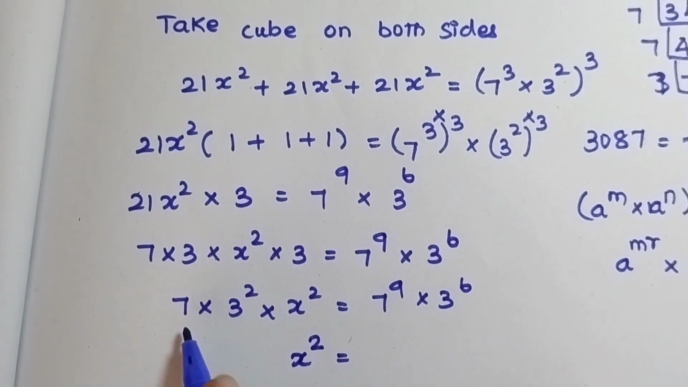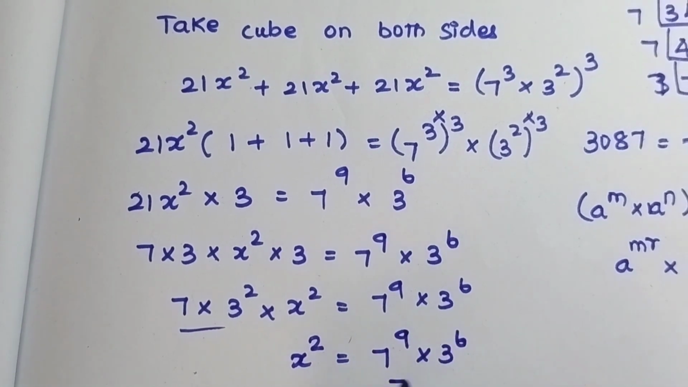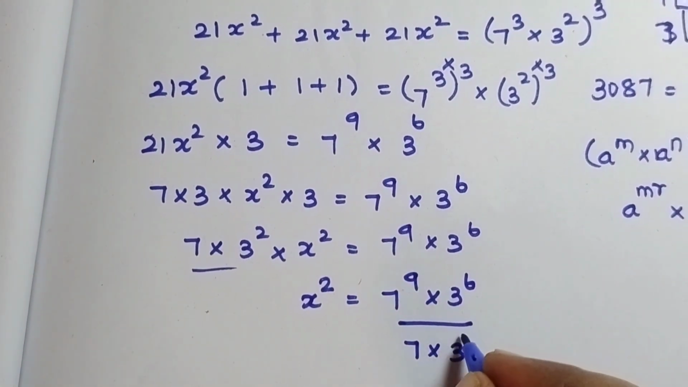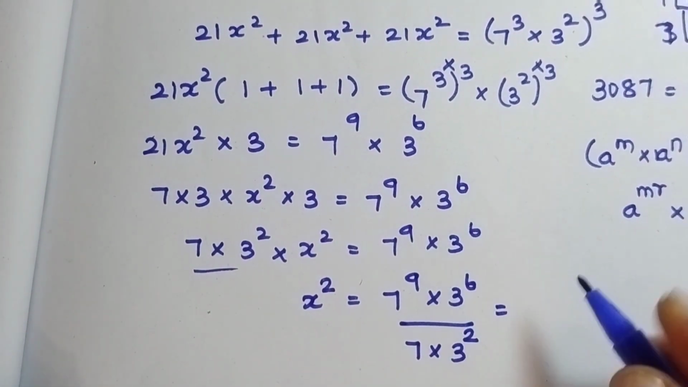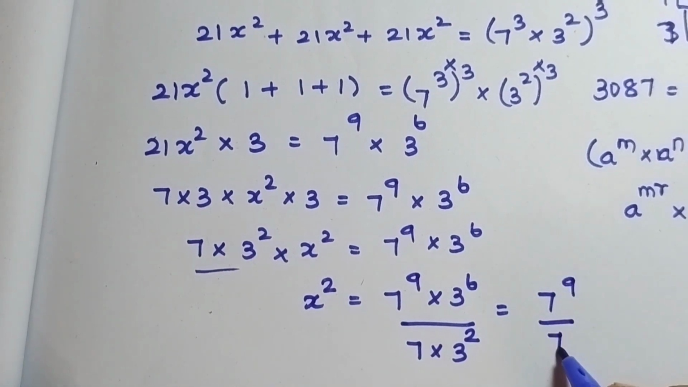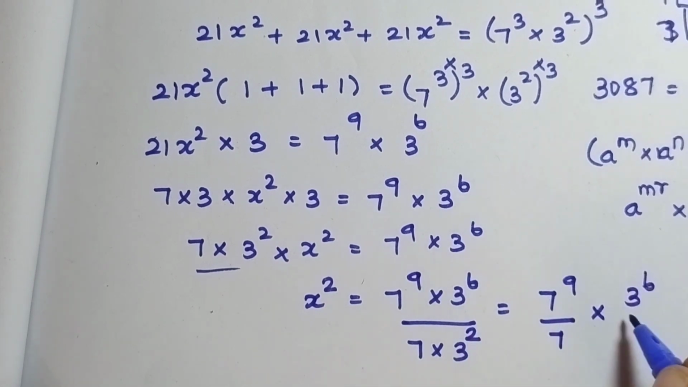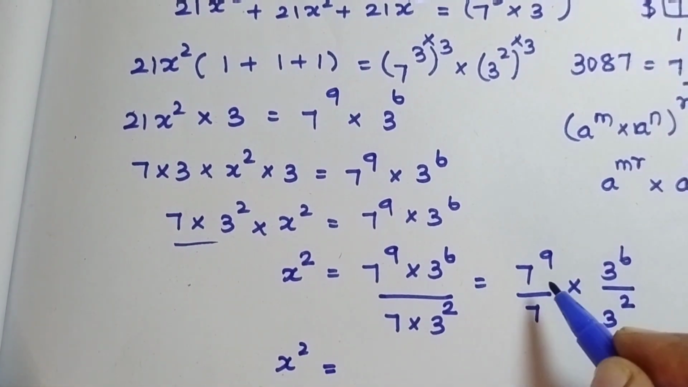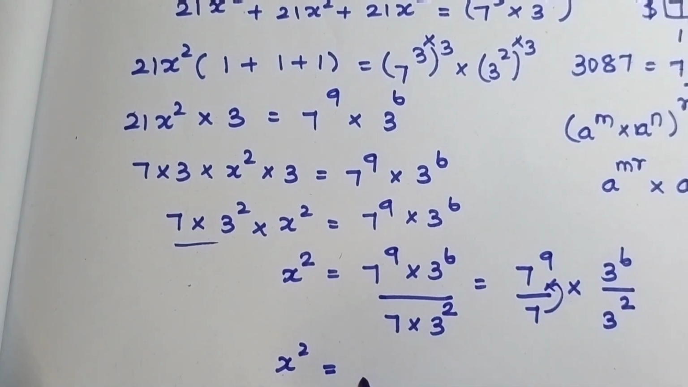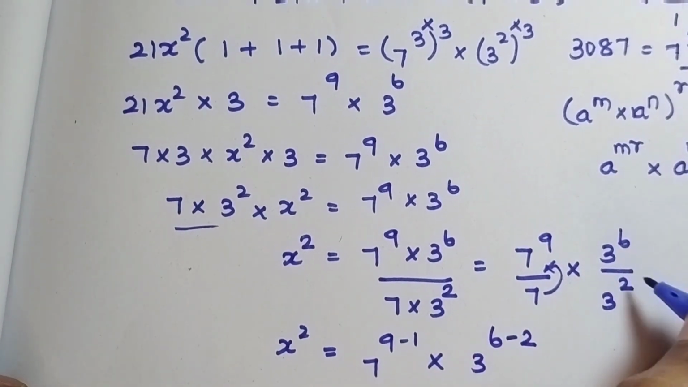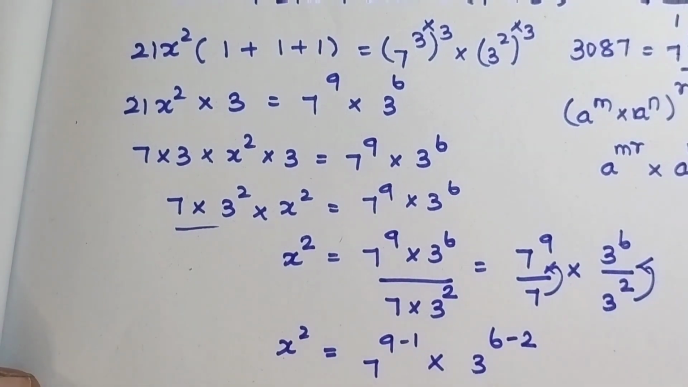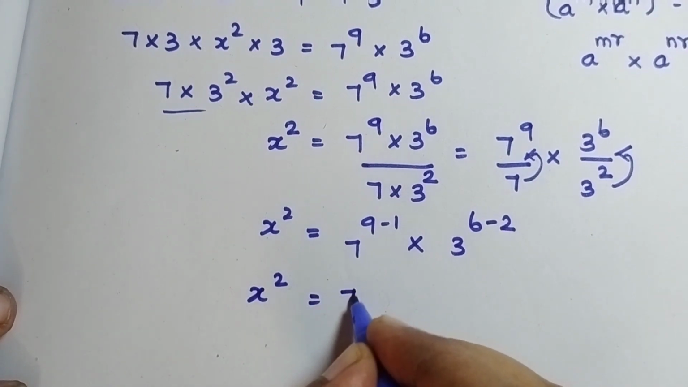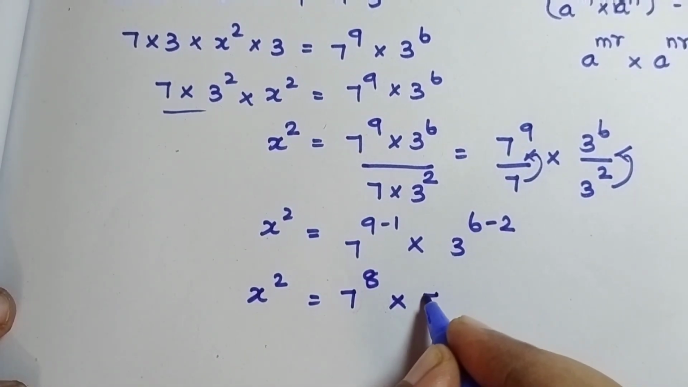I am going to keep this on the left side and shift the remaining terms towards the right side. Therefore 7 power 9 into 3 power 6 divided by 7 into 3 square. And this can be written as 7 power 9 divided by 7, into 3 power 6 divided by 3 square. So x square is equal to 7 power 9 minus 1 into 3 power 6 minus 2. Therefore x square is equal to 7 power 8 into 3 power 4.